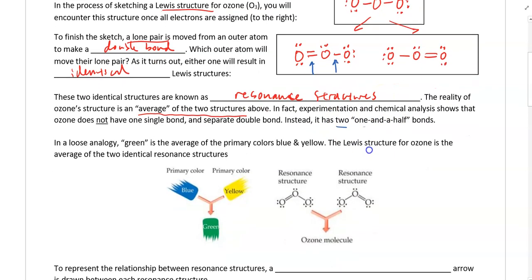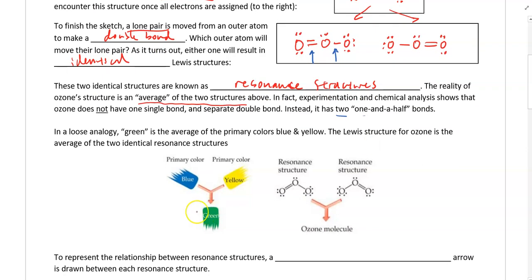If you don't know what I mean, this loose analogy is where green is a blend of blue and yellow, right? When you mix those two individual parts, green is there. You don't really see individual aspects of blue, and you don't see individual aspects of yellow. You just see the result of the blend.